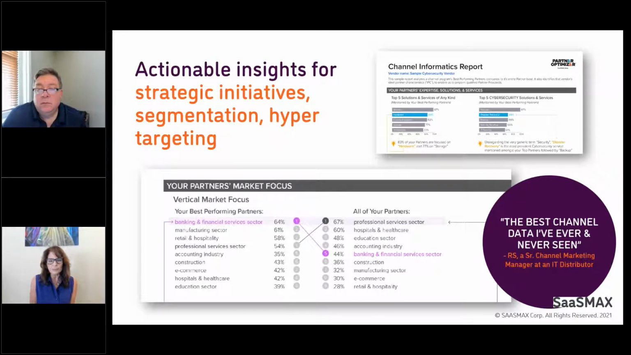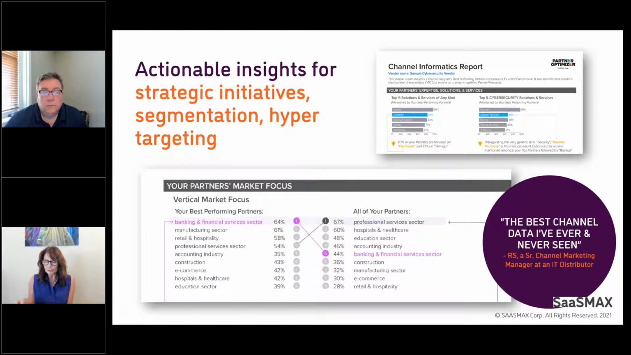So for example, we'll just look at the bottom table here when we look at the vertical market focus. The best performing partners we analyzed are on the left side, and all of the partners we analyzed on the right side. And you can see that of the best performers in this set of data, we learned that banking and financial services was a very important target market focus to this best set of partners for this product.